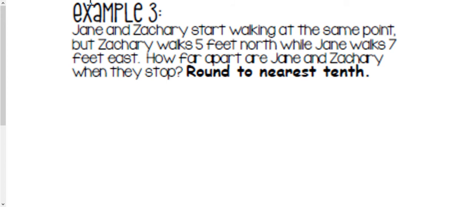So let's start. We're starting at this point here. And who walks first? First, Zachary. We're starting here, and Zachary walks 5 feet north. So he goes that way. And Jane walks 7 feet east. Well, looky there. We got a right triangle. So what they want to know is the distance they are between each other, so they want to know the hypotenuse.